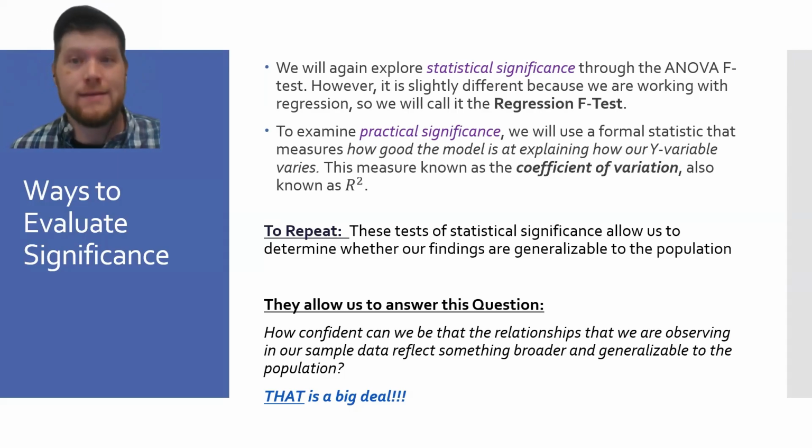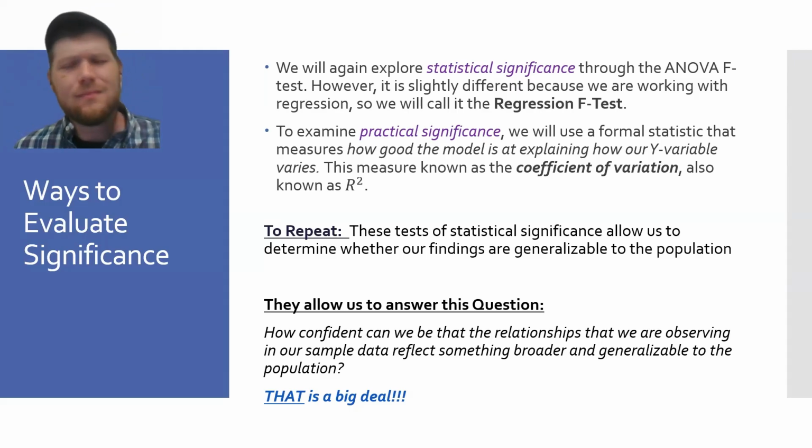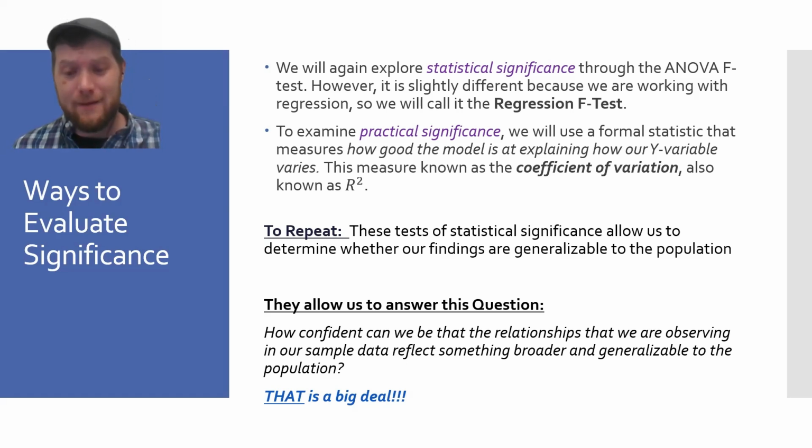To examine practical significance, we're actually going to use another formal statistic that measures how good the model is at explaining how our y variable varies. This measure is known as the coefficient of determination, also known as r squared. We're going to use that alongside correlation to help explain the whole thing.